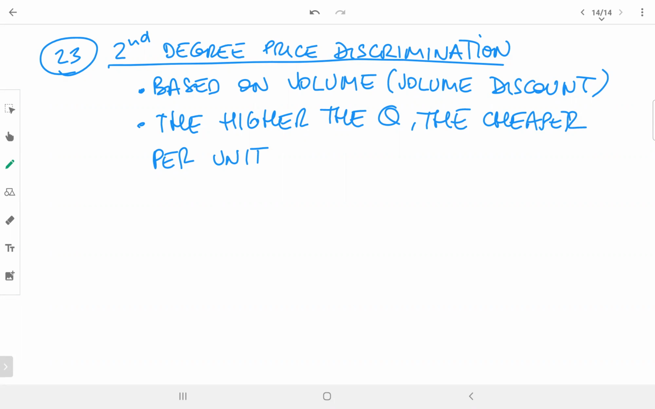Okay? So that's second degree, for example, if you already see example. Buy one is $5. If you buy two, it's $8. And that's second degree price discrimination.